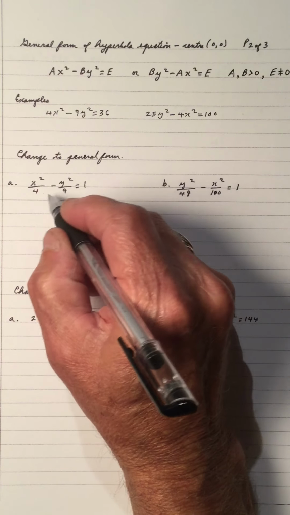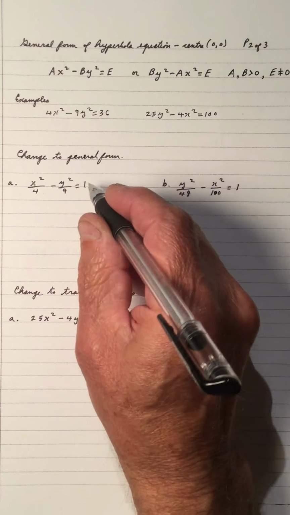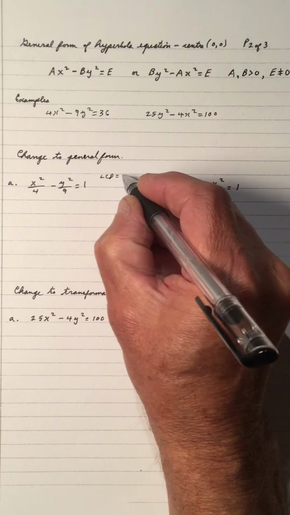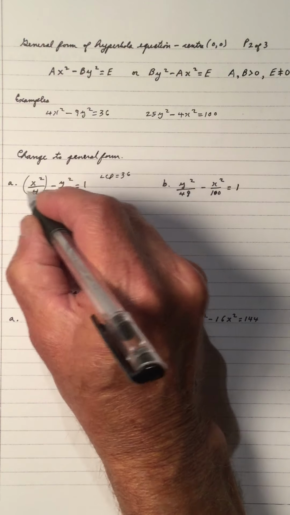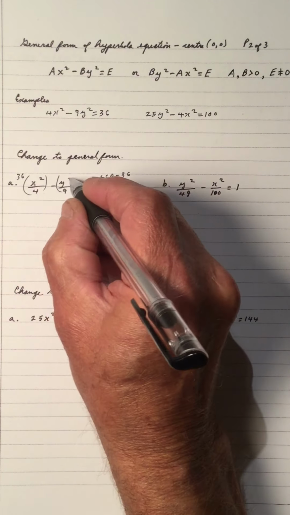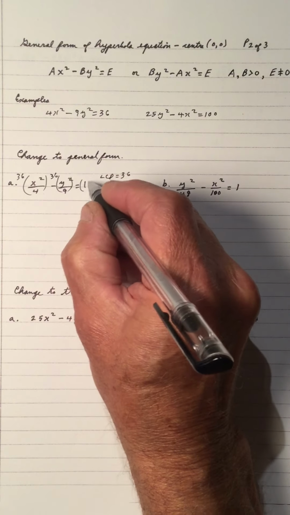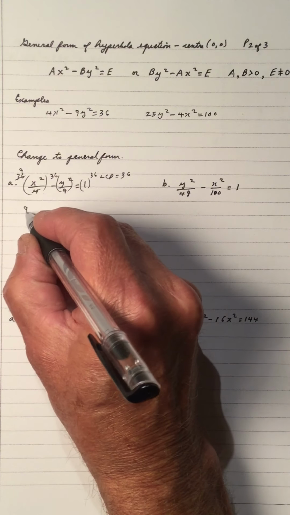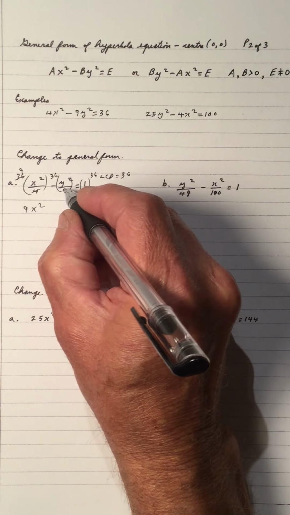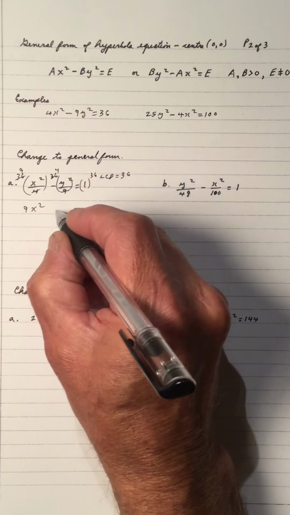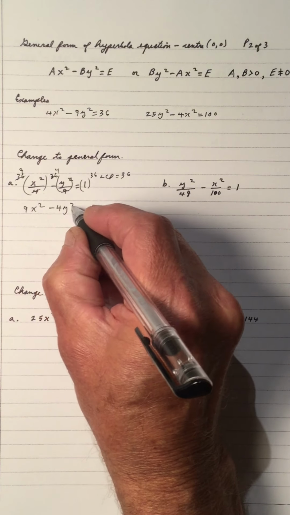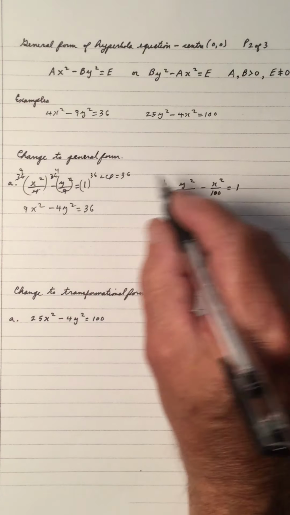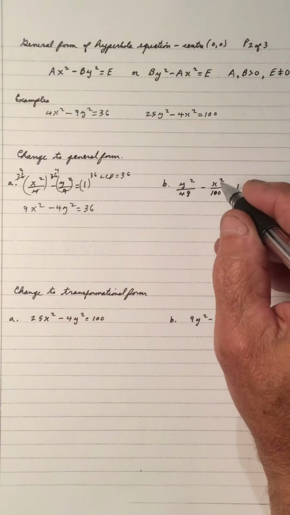Change to the general form. This is the transformational form we're changing to general. Notice we have fractions, so the LCD, 4 times 9, is 36. So we'll multiply each part of the equation by 36. 4 into 36 goes 9, so we get 9x squared. 9 into 36 goes 4, so we get negative 4y squared. And 1 times 36 is 36. Transformational form changed to general form.